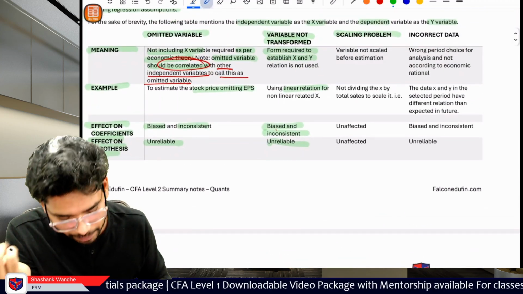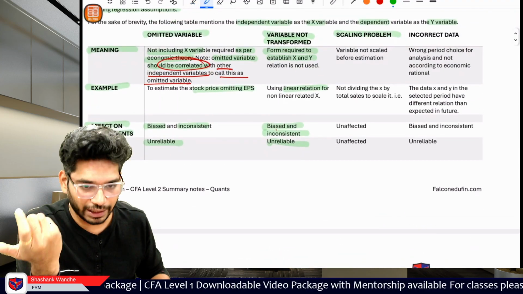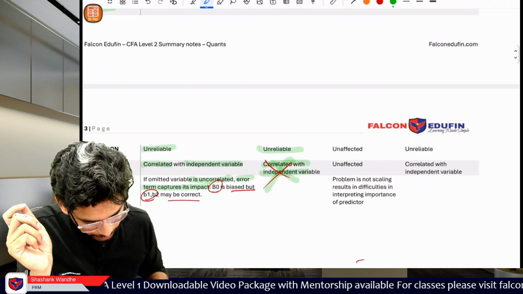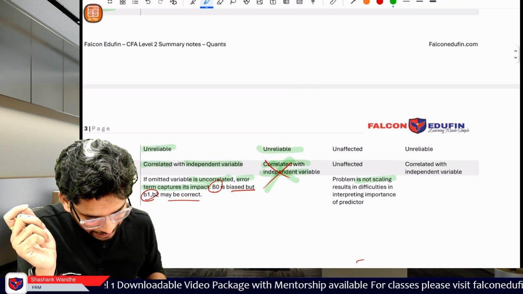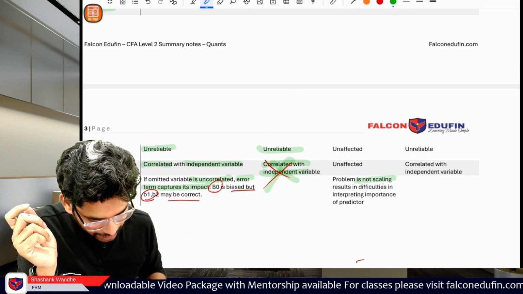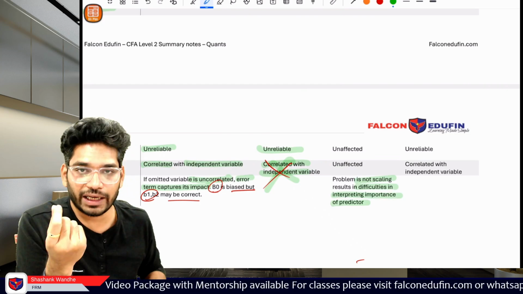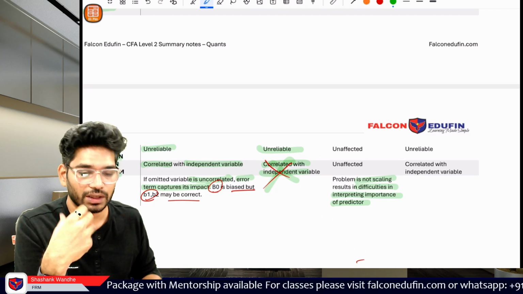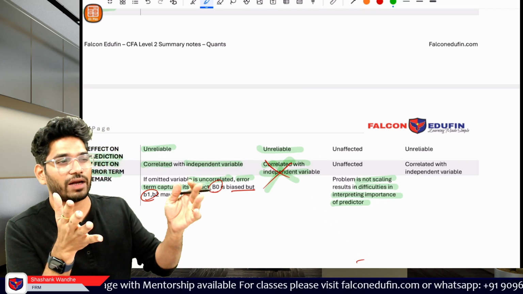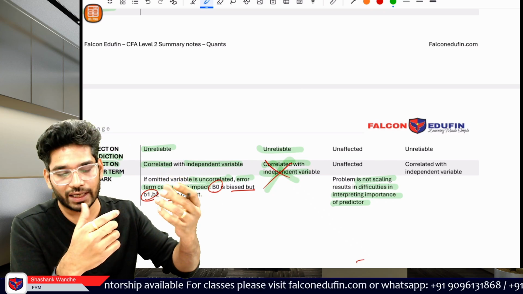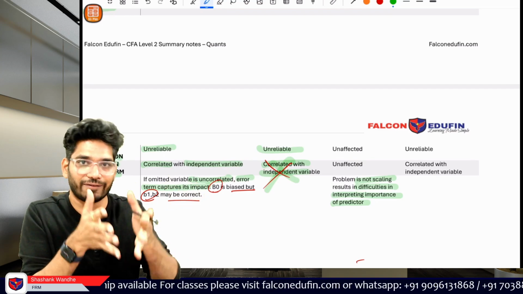Now, next is the scaling problem. So you're not scaling the variable properly. What happens if you do this? There is only one problem. The problem with not scaling is that it results in difficulties in interpreting the importance of the predictor. Once you get B1, B2, your coefficients, and they are not scaled properly, one will look in the millions, another will look in percentages. So how to compare this, right? So it is always better to scale the variables properly.